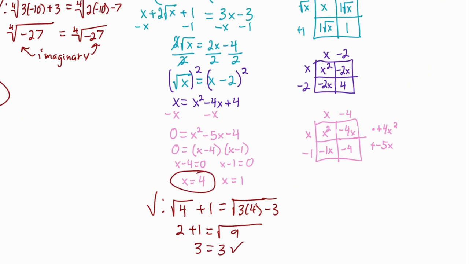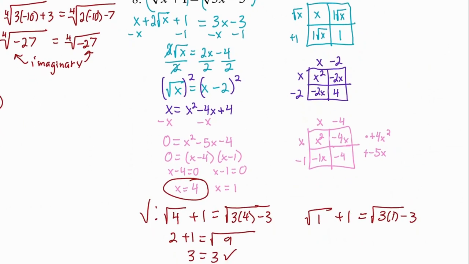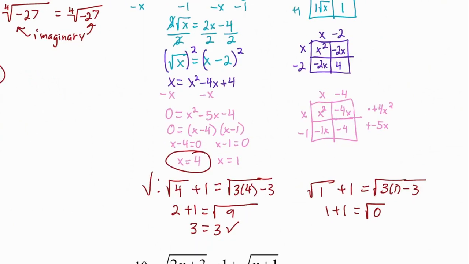And then we also need to check 1. So we'll say square root of 1 plus 1 needs to equal the square root of 3 times 1 minus 3. And so we'd get 1 plus 1 needs to equal, well, 3 times 1 is 3, minus 3 is going to be 0. So 2 does not equal 0, so this answer would be extraneous, and just x equals 4 would be our only possible answer there.